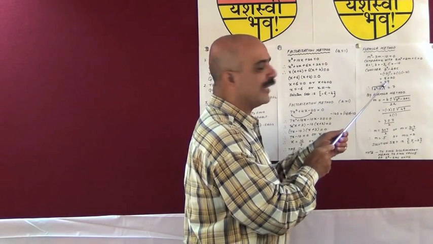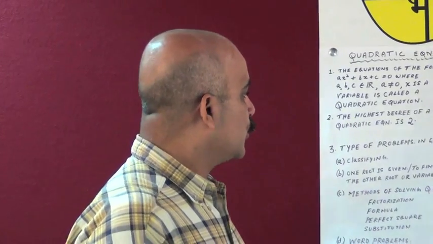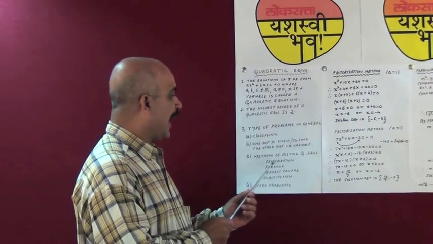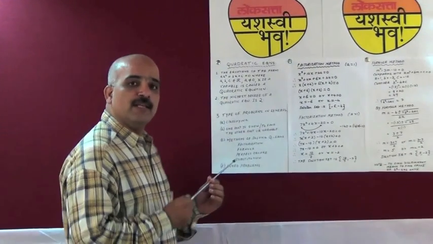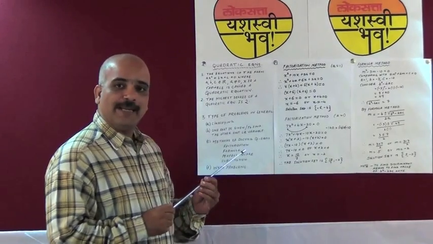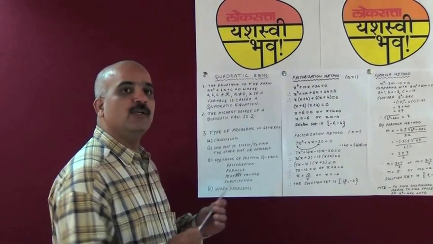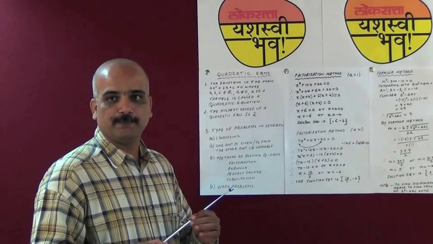So dear friends, today out of the two ways, factorization method and formula method is over. Now the remaining two methods, that is perfect square method and substitution method, we will talk about next time. Thank you.